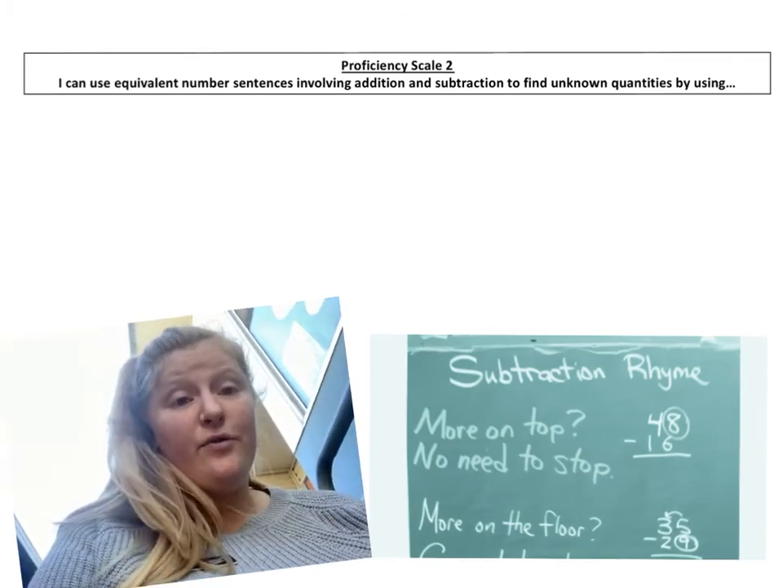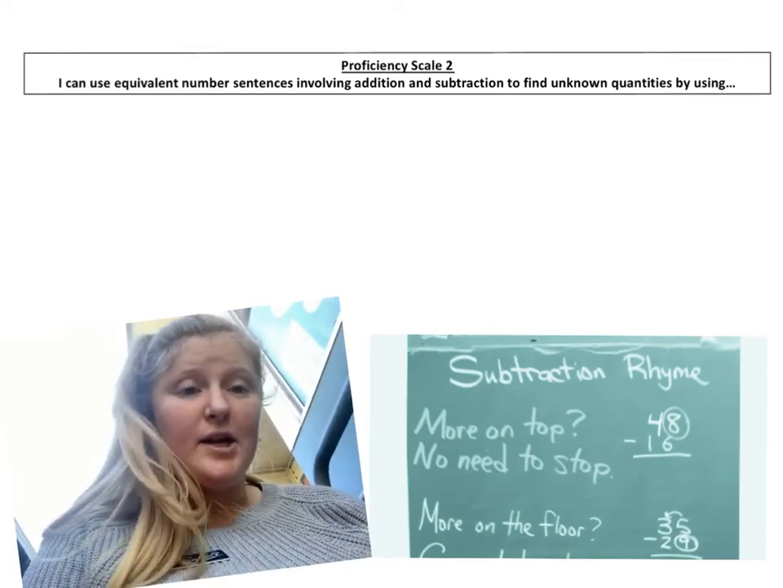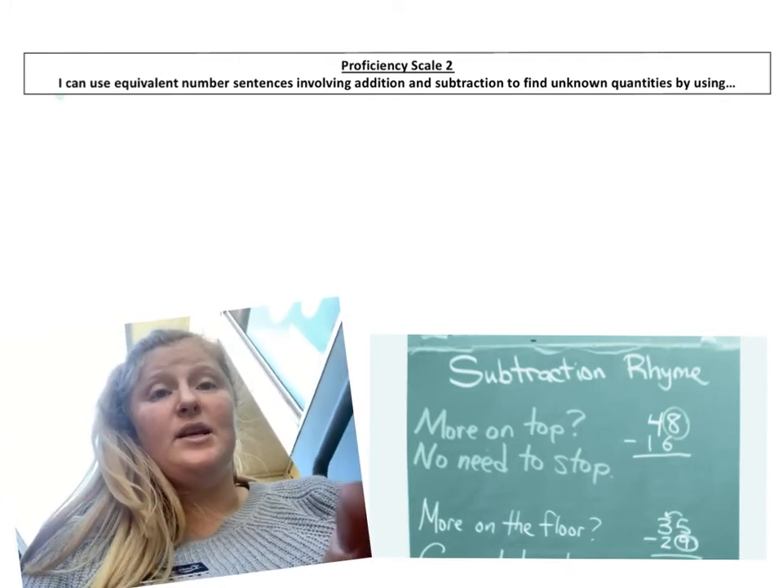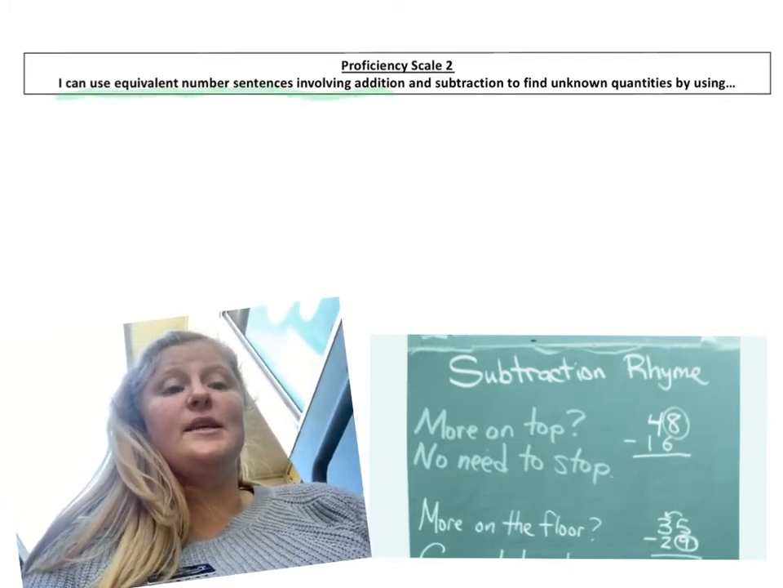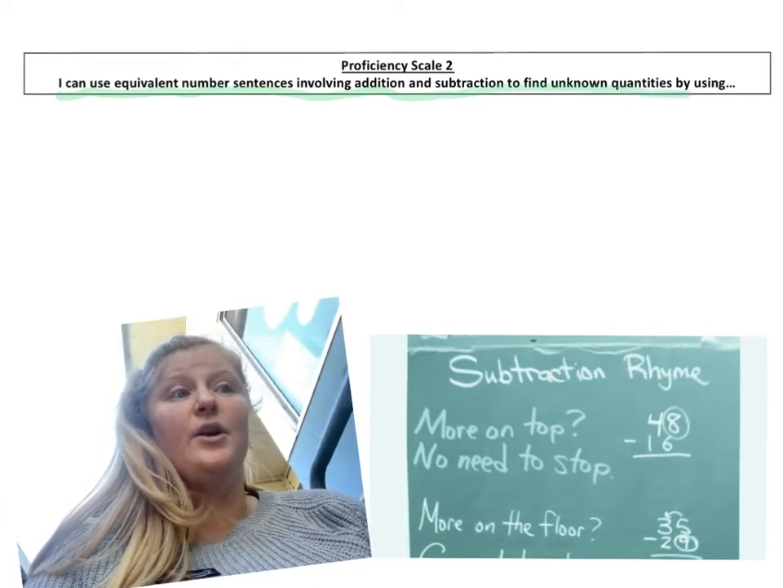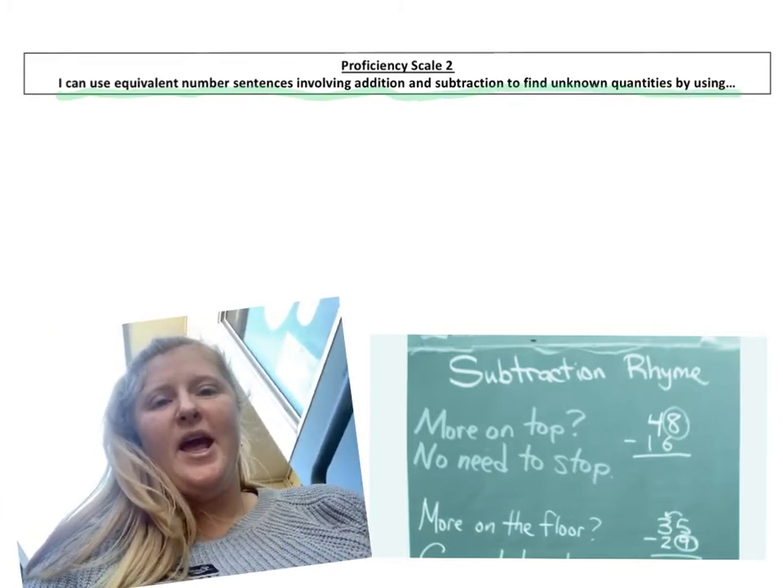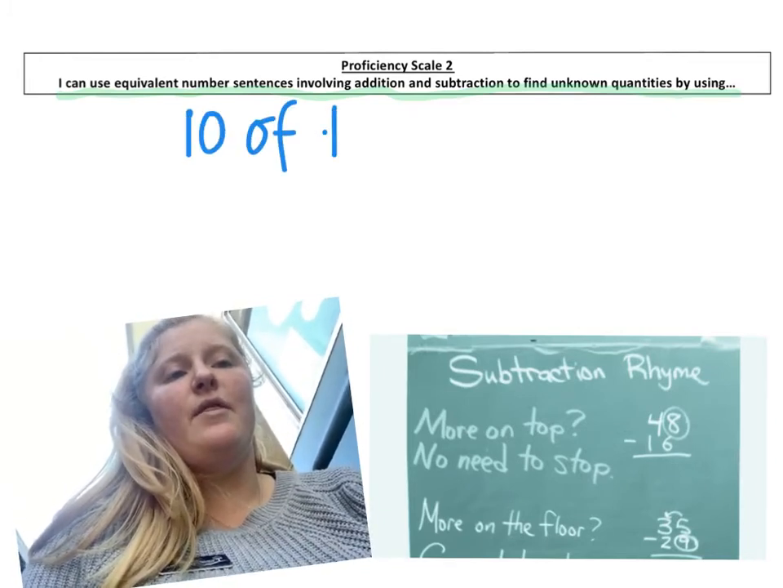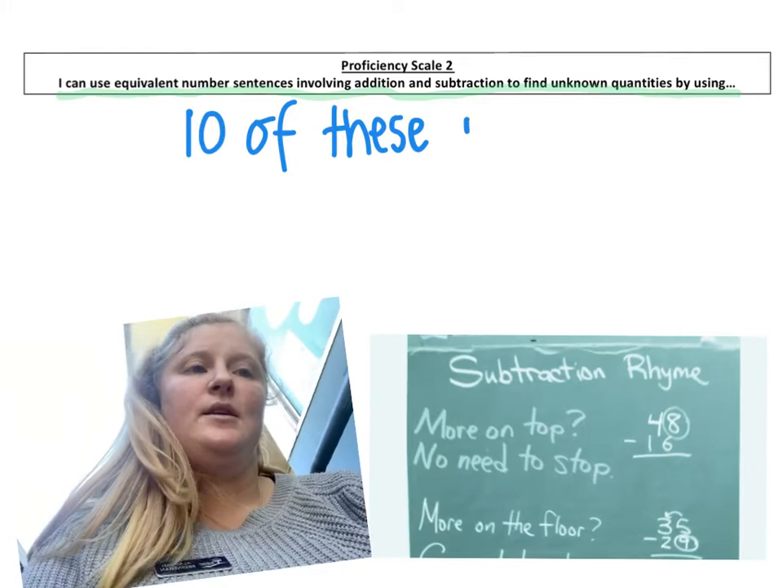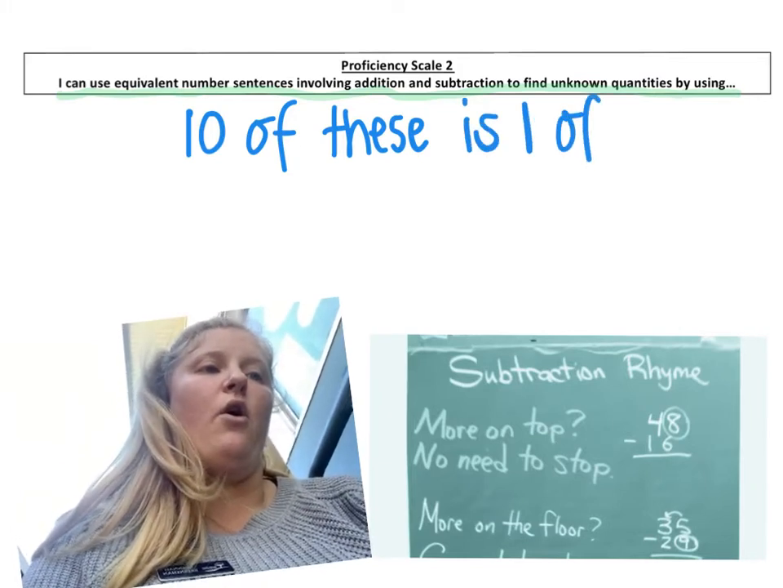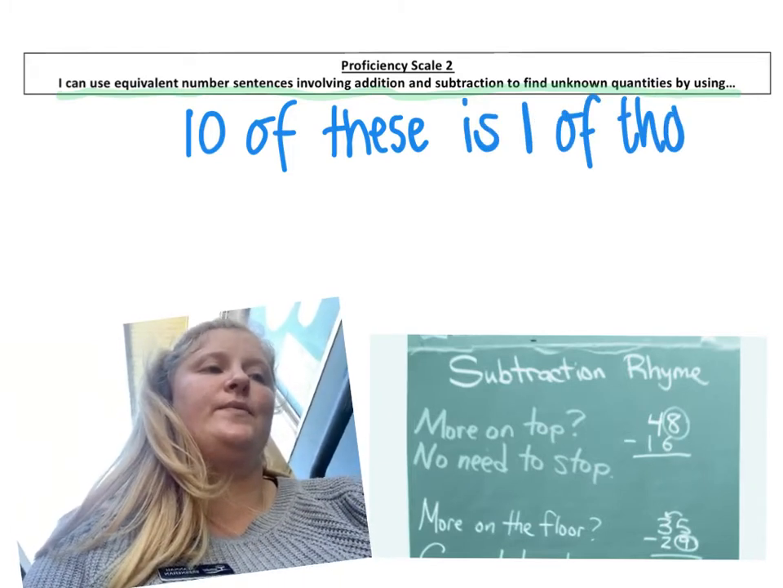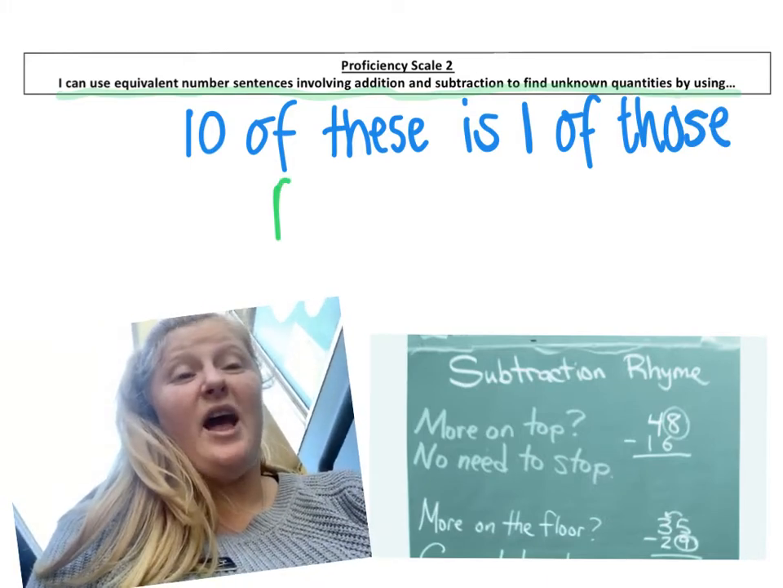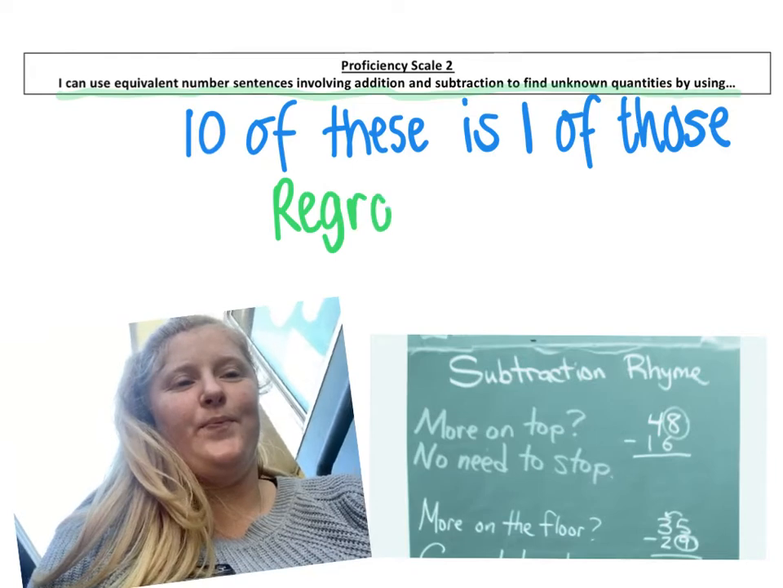Hey everyone, so we're going to go through our I can statement today and through the strategies that we've been working on over the past week. So our I can statement is, I can use equivalent number sentences involving addition and subtraction to find unknown quantities by using, and we have been using 10 of these is one of those. And we also might know this as regrouping.